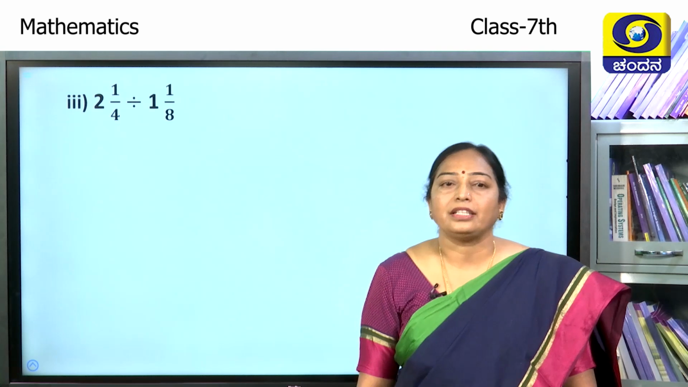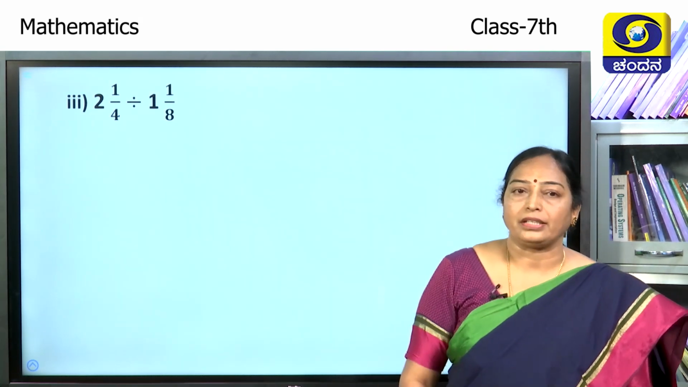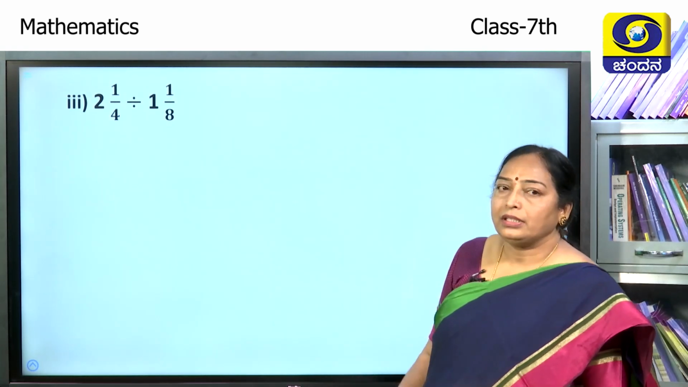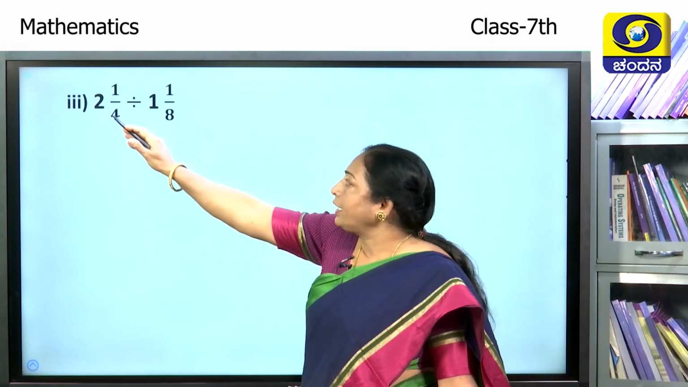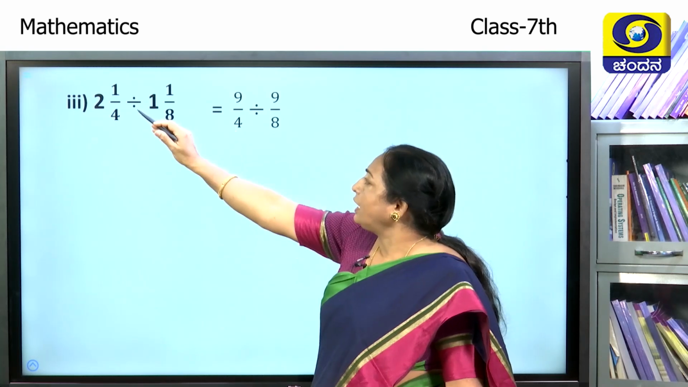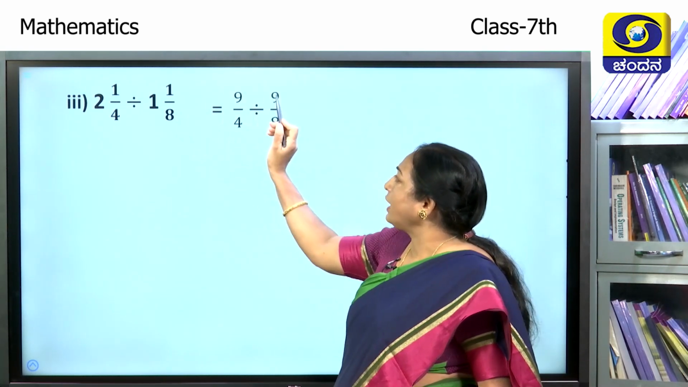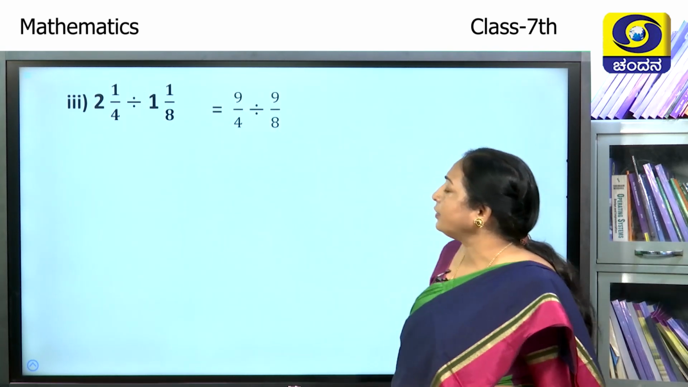Let us know how to divide a mixed fraction by a mixed fraction. Convert both the fractions into improper fractions. Here we know 4 2s are 8, 8 plus 1 is 9. It is written as 9 by 4. 8 1s are 8, 8 plus 1 is 9. It is written as 9 by 8.